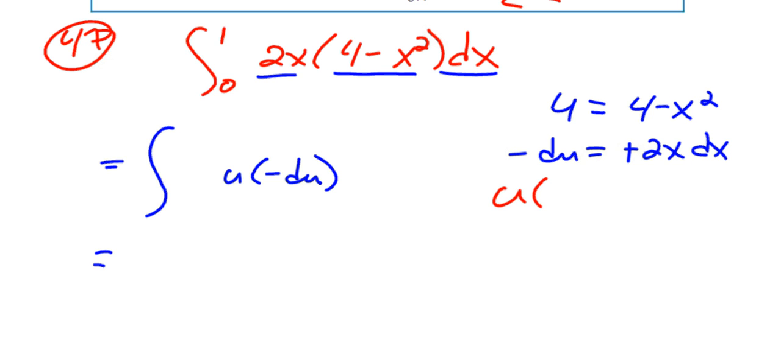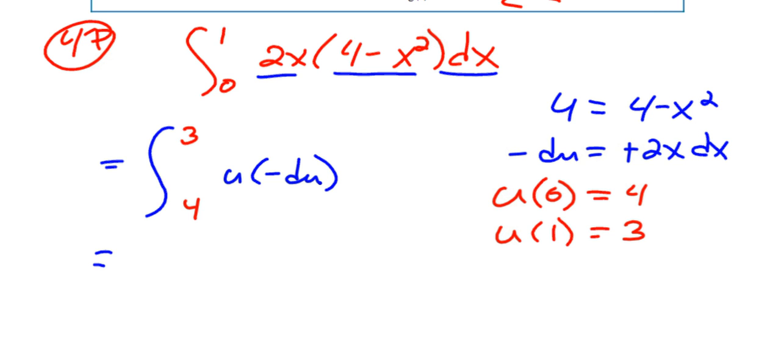I'm going to evaluate u at my lower bound, which is 4 minus 0, or 4. And I'm going to evaluate u at my upper bound, which is 1. When I plug 1 into u, I get a value of 3. So technically, my lower bound is 4 and my upper bound is 3. So I've got two things to deal with here.